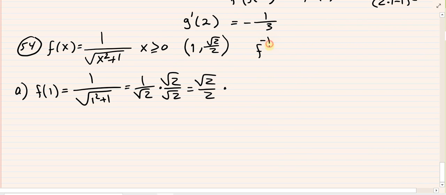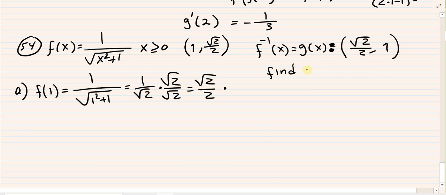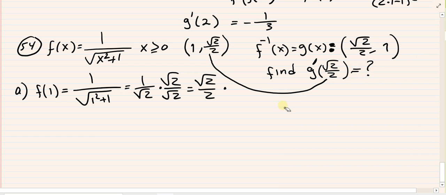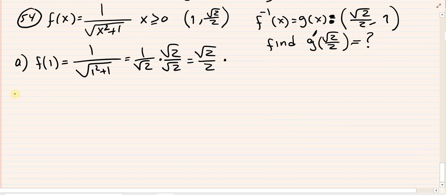Now with respect to the inverse function, f inverse of x, which we call g of x, the point becomes (root 2 over 2, 1), right? So we actually have a point on the graph of the inverse, but what the question wants us to do is find the derivative g prime at square root of 2 over 2. That's what we want to find, right? So let's move on to part B.